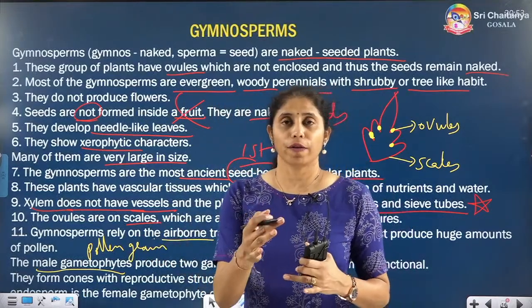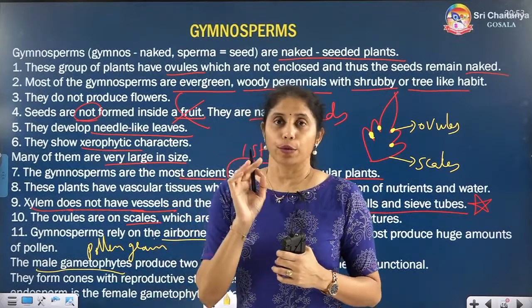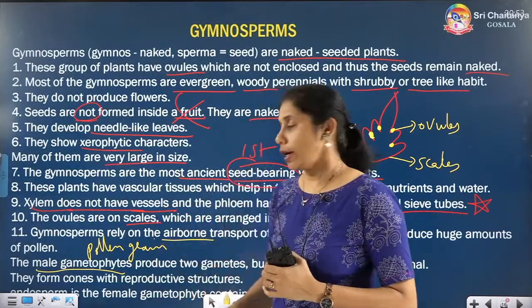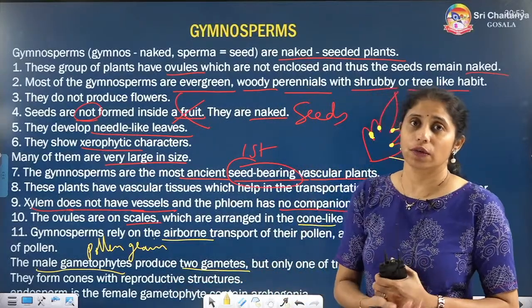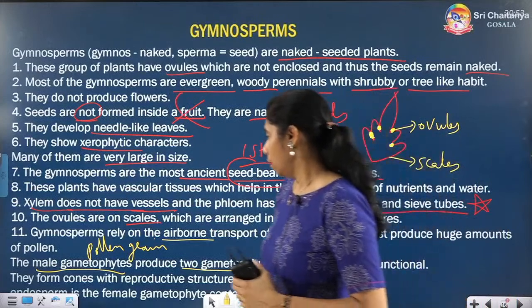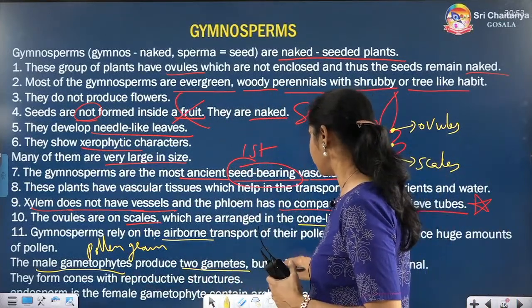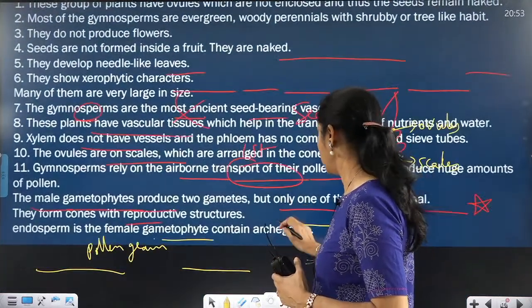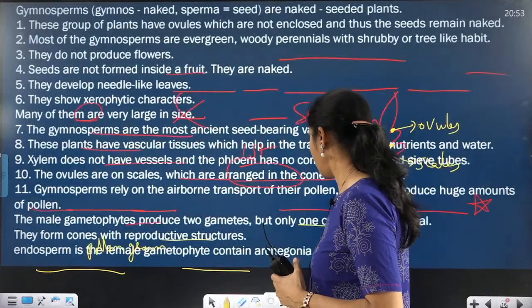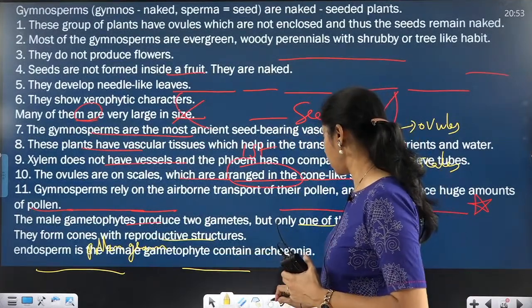The male gametophyte is produced from the microspore, that is called a pollen grain, and it contains two gametes. One is functional, one is non-functional. They can form cones with reproductive structures. And then the endosperm is the female gametophyte.